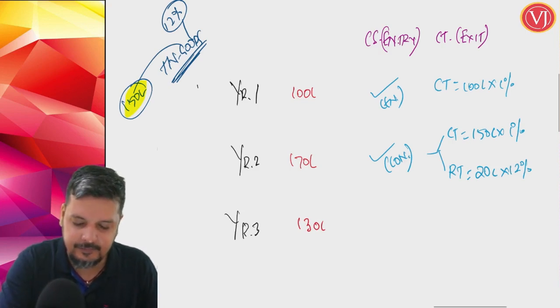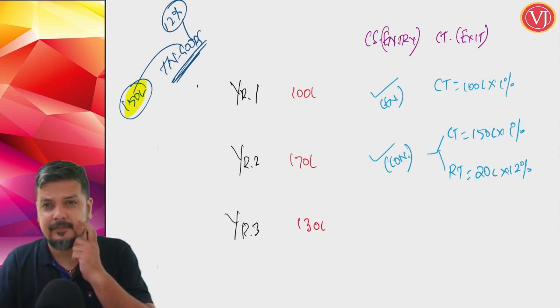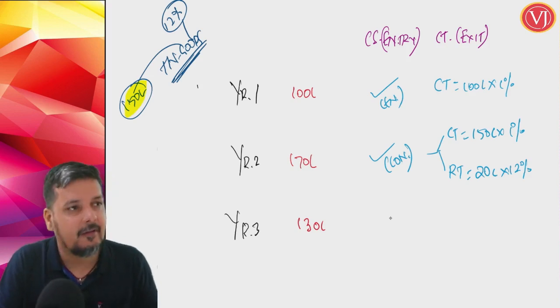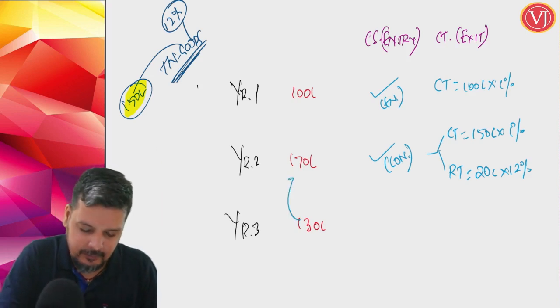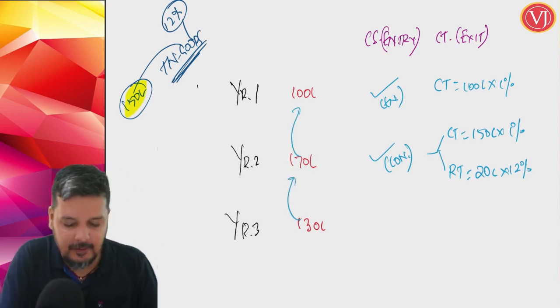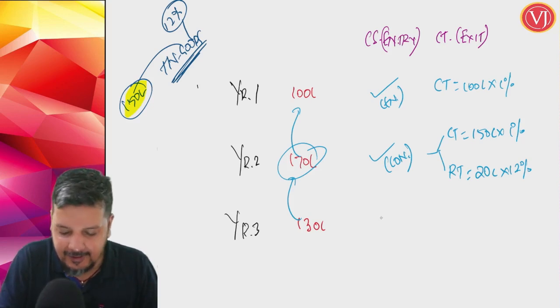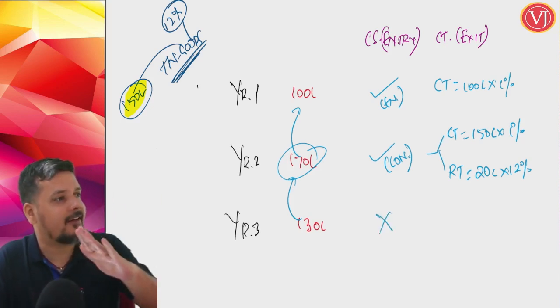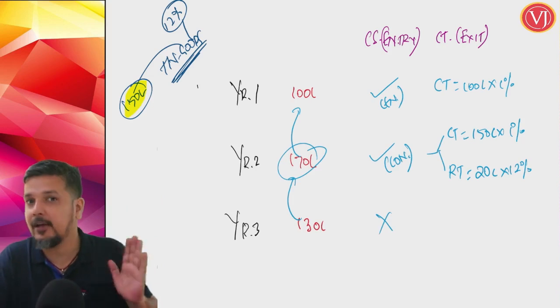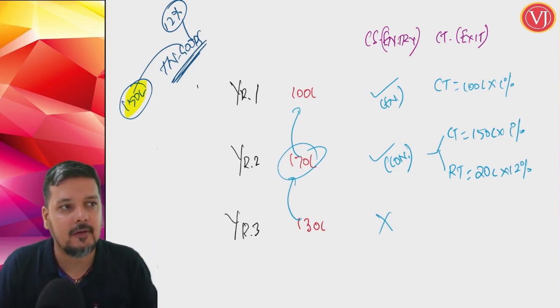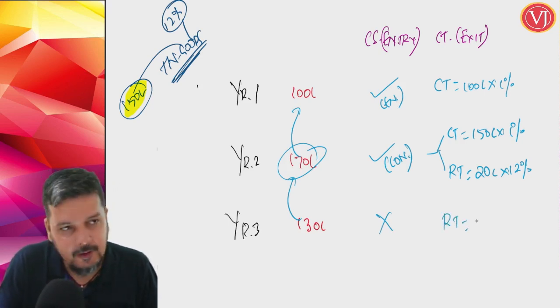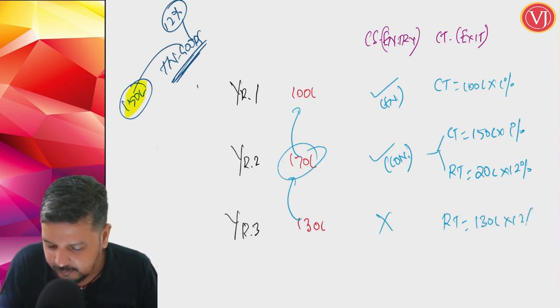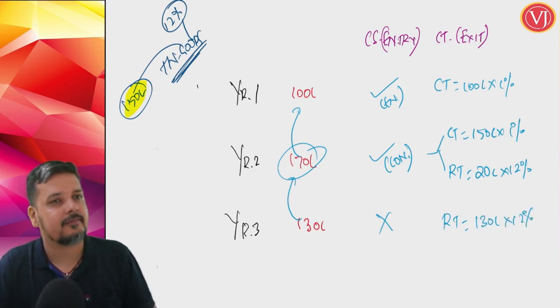Year 3. Can I enter composition scheme? When I see my year 3, my previous year aggregate turnover is 170 lakhs. Can I enter? I've already exited. Can I again enter? No. This year I cannot enter. Why? My previous year aggregate turnover is 170 lakhs. Now if I cannot enter, I'll only pay regular tax. How much? 130 lakhs multiplied by 12%.